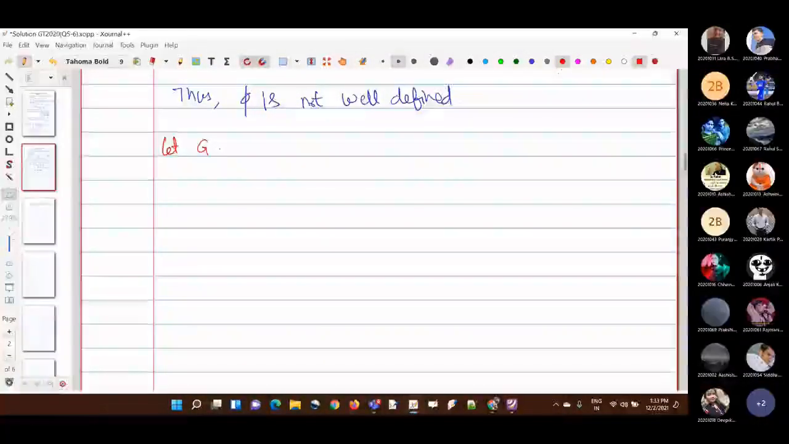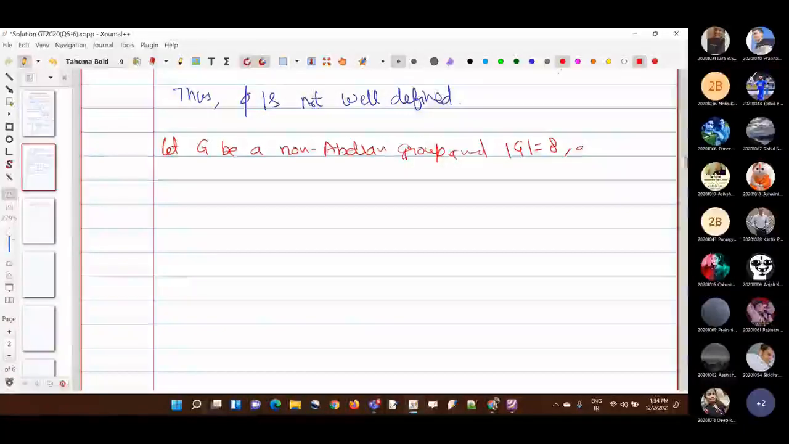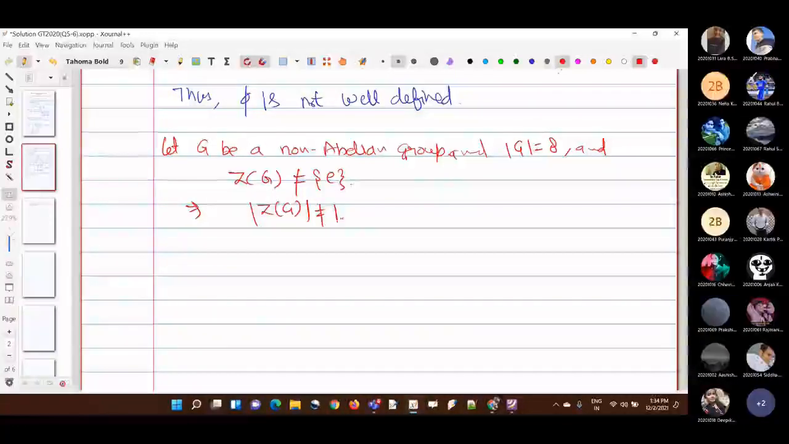Let G be a non-abelian group, and we have been given that the order of G is 8, and the center of G is not equal to the identity. So this implies that the order of Z(G) cannot be equal to 1.